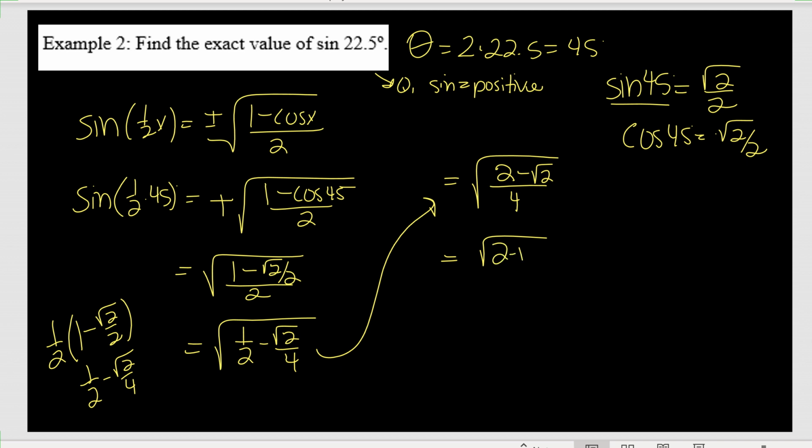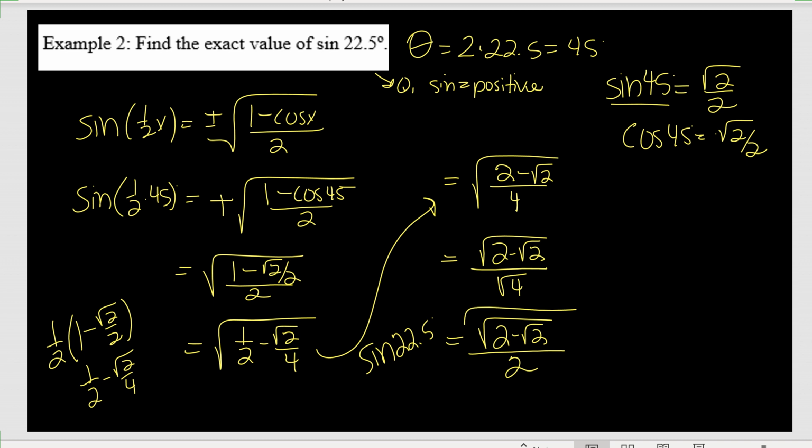Then you can write your numerator under the radical divided by the denominator of the radical, being the square root of the denominator also. So we can state that sine of 22.5 degrees simplifies to give us positive square root of 2 minus the square root of 2 all over 2. None of the 2's can reduce because they're under radicals in the numerator and not in the denominator.